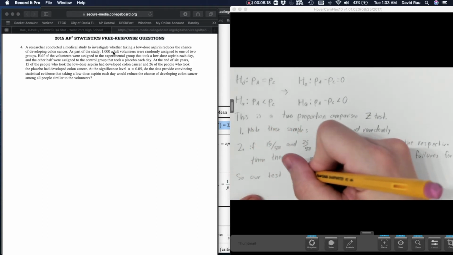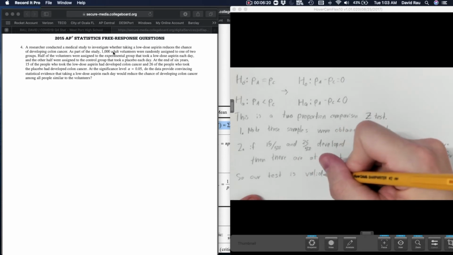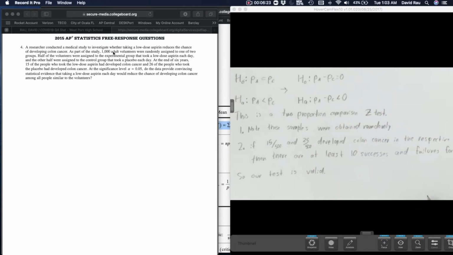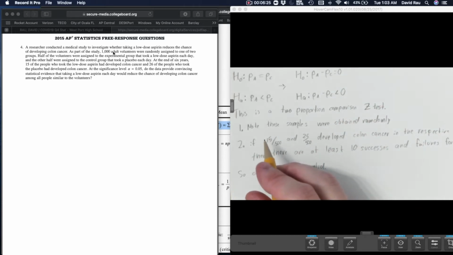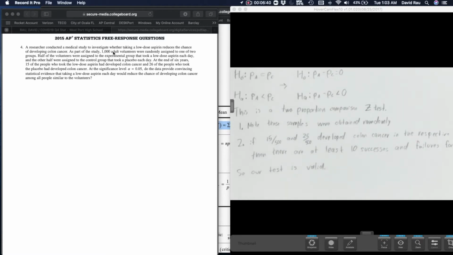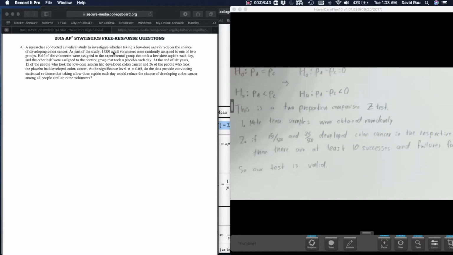So our test is valid. Now, sometimes they care about 3, sometimes they don't. 3 is we can assume that we've sampled under 10% of the population of interest. Okay, but anyways, we've already spent 6 minutes just defining variables and making sure we're good to go, and that's because hopefully the rest of this goes by pretty quick.